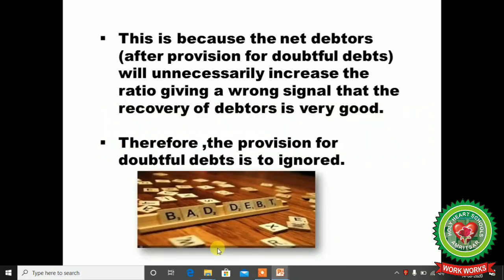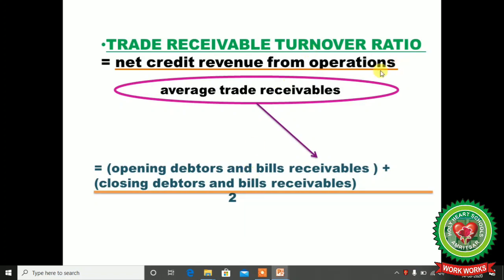Okay, here you just consider the gross debtors. This is because the net debtors after provision for doubtful debts will unnecessarily increase the ratio, giving a wrong signal that the recovery of debtors is very good. So if you want to know the exact result, it is better not to consider the provision for doubtful debts. Just take the gross value. Therefore, the provision for doubtful debts is to be ignored. Always remember this: in case of debtors, ignore provision for doubtful debts.